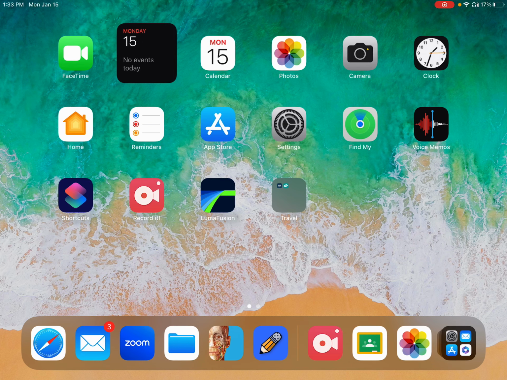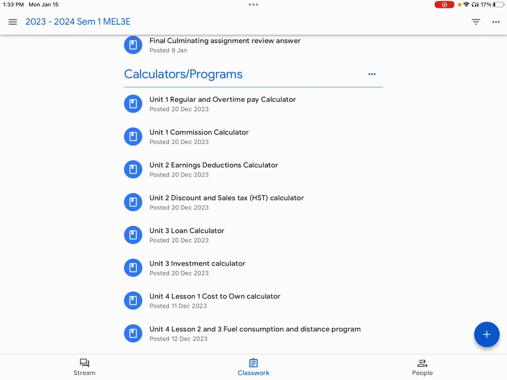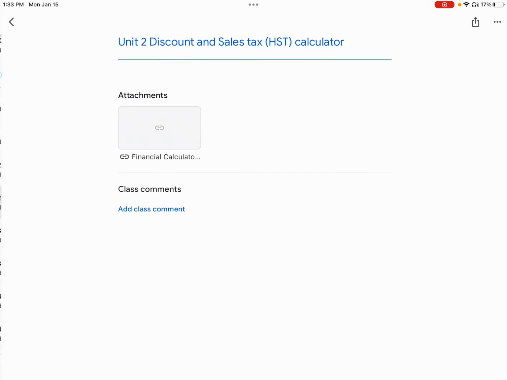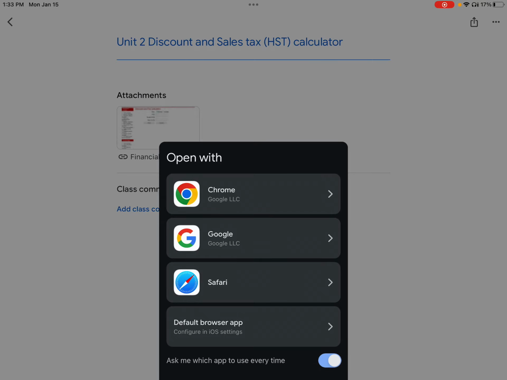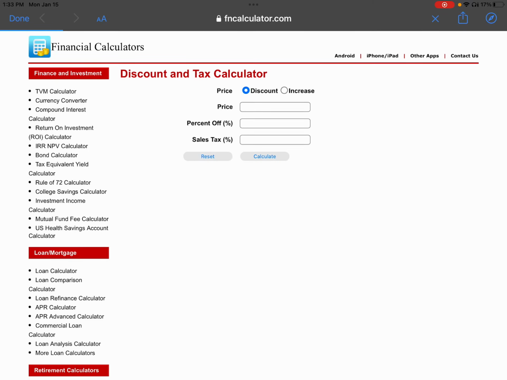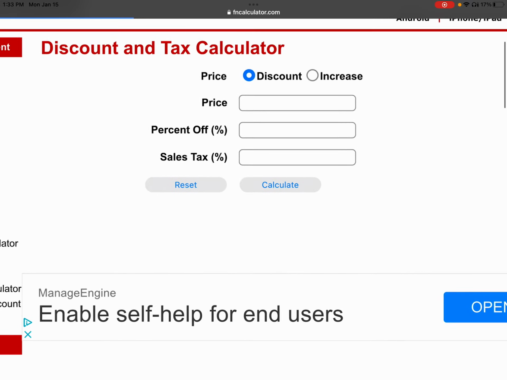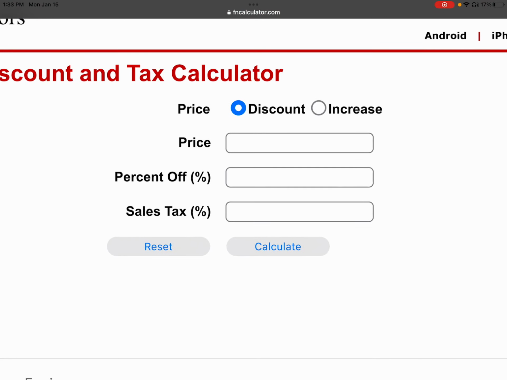Okay. So to find the program, you need to go to the Google Classroom under the classwork and go to the calculators and programs, and hopefully you see that Unit 2 discount and sales tax HST calculator. You tap that and then go into the program that I posted, or the link. And when you are looking at it, you don't have to change anything, just put it in discount mode.